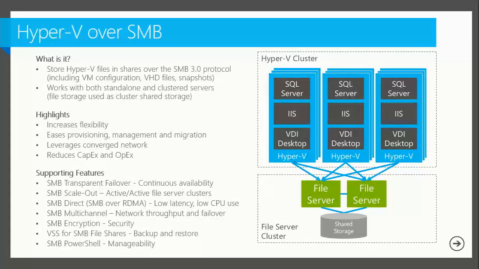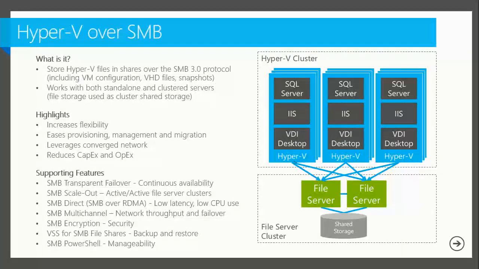Multichannel, are you familiar with MPIO? So multiple paths to the storage, you can leverage them at the same time. That means if you have 2 NICs, each 10 gig on each box, you can actually achieve 20 gigs of throughput on a single file, right? That is multichannel. We also do encryption. We have a backup solution for VSS, and we have full support for PowerShell.